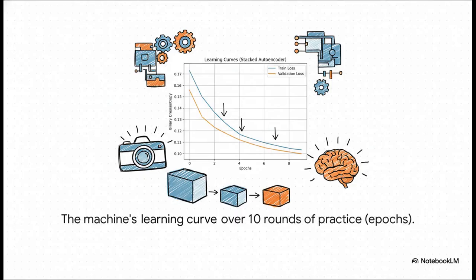And you can literally see it learning right here in this graph. The vertical axis is that error score, the loss, so lower is better. And the horizontal axis shows the 10 practice rounds, or epochs. Just look at how that blue line, which is the training loss, absolutely plummets after the very first round and just keeps getting steadily better. This isn't just a line on a chart. This is visual proof that the machine is genuinely getting smarter.